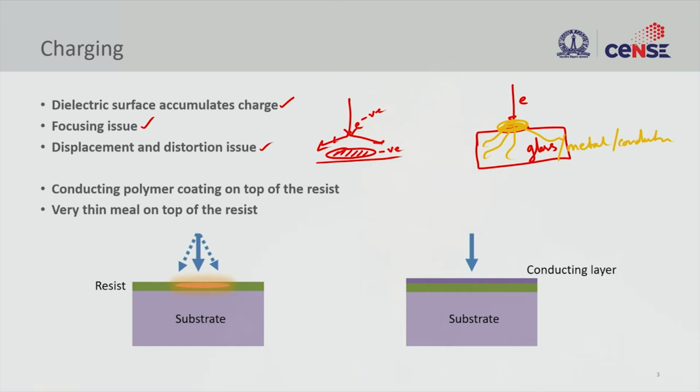So displacement and distortions are the issues that you see because of this charging. So what can we do? That is the cartoon that is captured here, showing how your beam is getting deflected. So what to do to address this challenge?